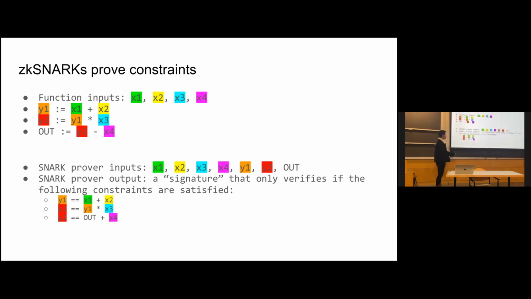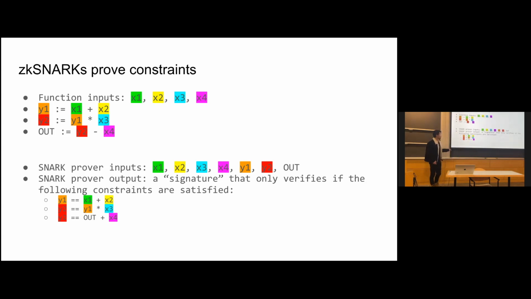Basically, the prover's output is a proof that should only be valid if the following 3 equations are true: y1 equals x1 plus x2, y2 equals y1 times x3, and y2 equals out plus x4. And out is something that's going to be revealed to the verifier. So the literal statement being proven is that the prover knows some 6 values satisfying these 3 equations for a particular public value of out.